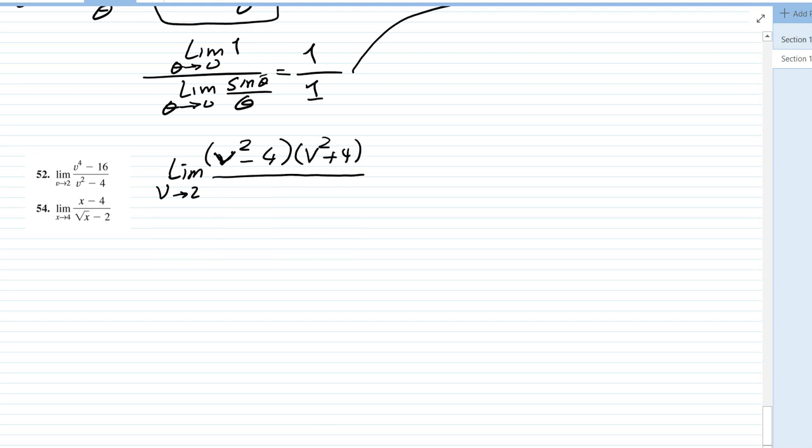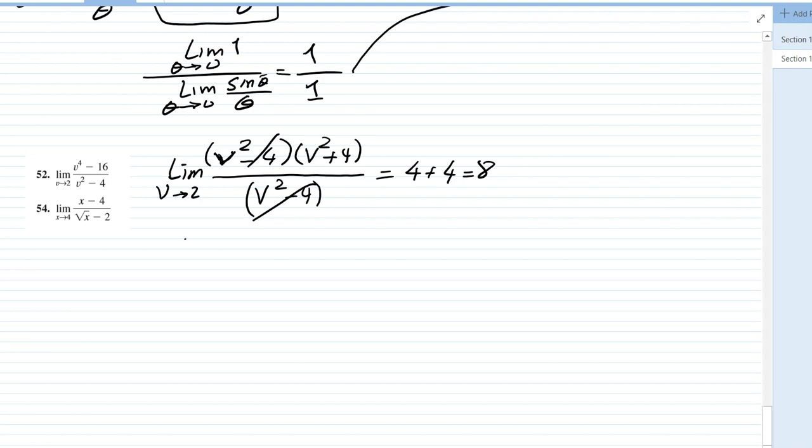And the denominator is going to be v squared minus 4. So we're going to cross out top and the bottom, and then directly substitute. We get 4 plus 4. The answer is 8. And there we have that one. Okay, so there is the answer to number 52. Not bad, huh?